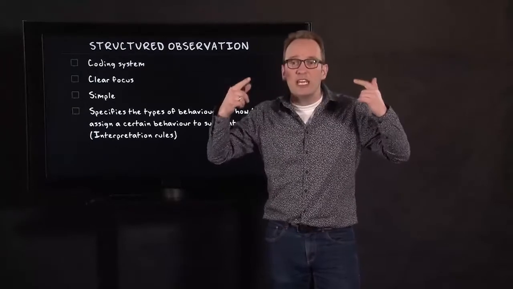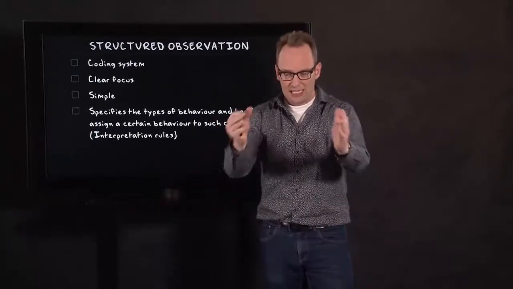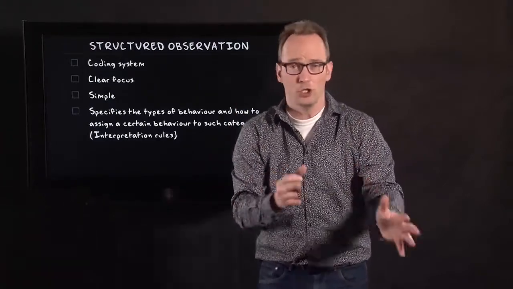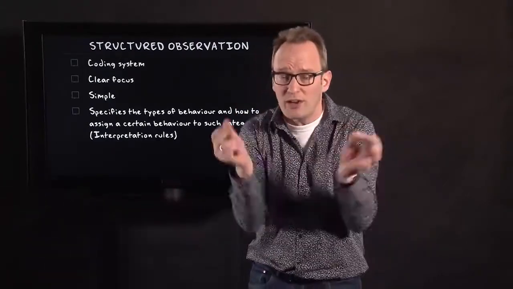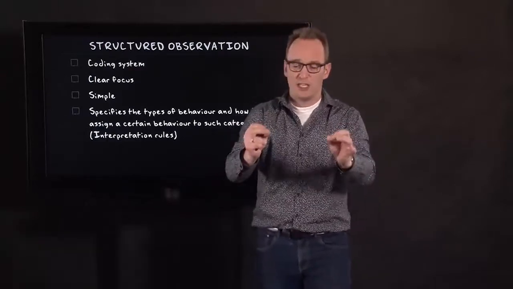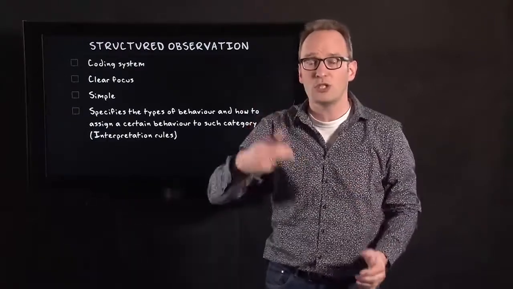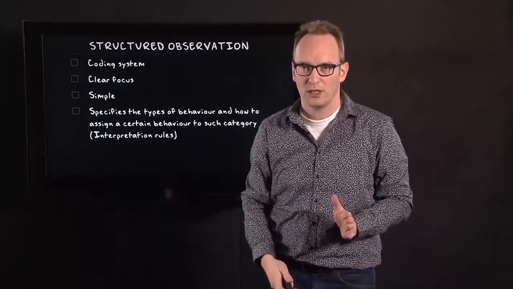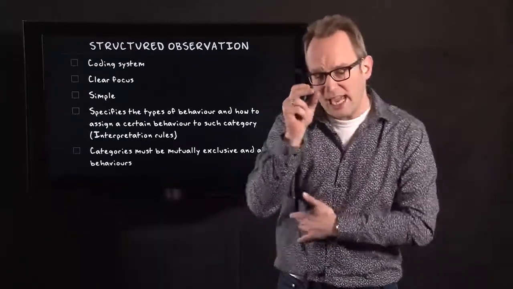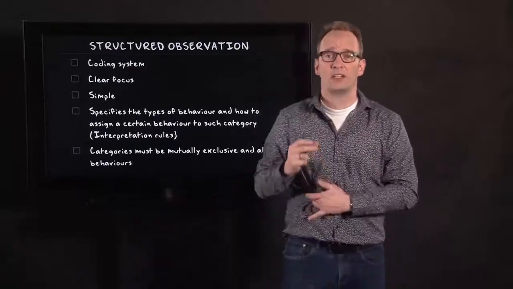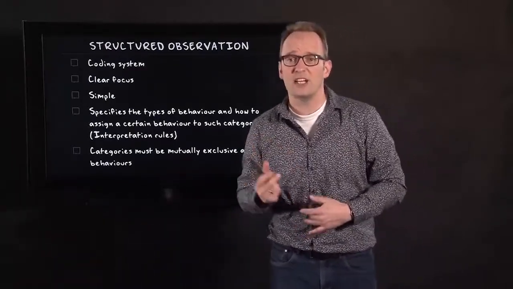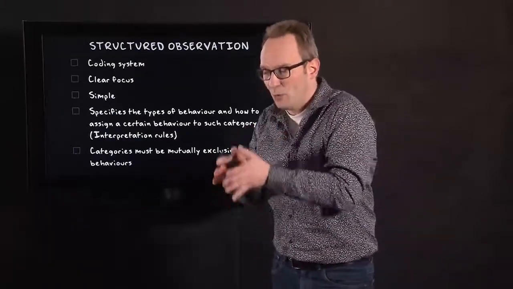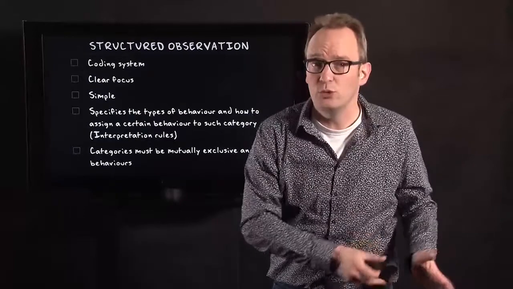It means you need rules of interpretation. And these rules of interpretation need to be on your sheet, on your computer, on your telephone, or whatever you use. You have these rules directly in the field. So you use a coding system within the field and you structure your observation. And the categories you use within this type of observation have to be mutually exclusive. If it fits in one category, it cannot fit into another category.